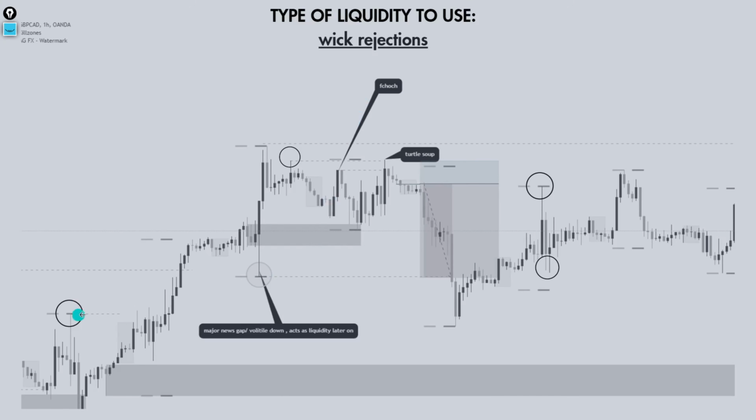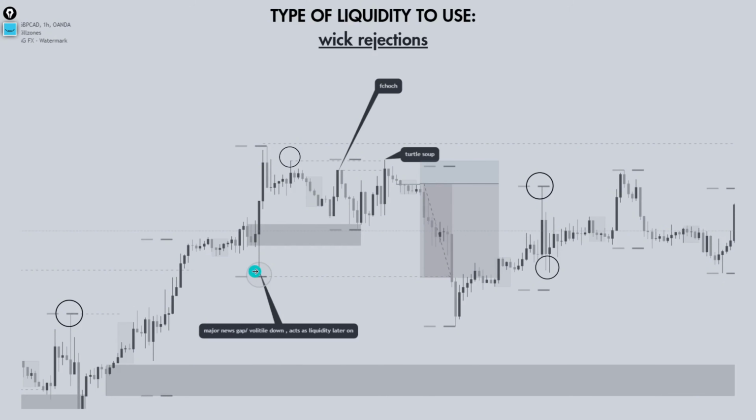As you can see right here, price makes this wick point and then gets liquidated. Price makes yet another wick point and it gets liquidated. Another wick point and it gets wicked above, so it was liquidated. All of these wicks act as liquidity that price will be drawn to, okay? Wicks created by news are also very highly volatile to be taken out later on the market.